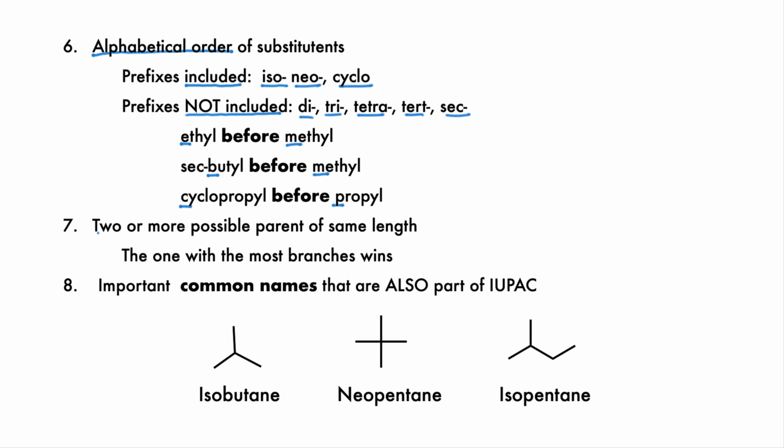Sometimes you can have several competing parents of the same length. In that case, the rule is to choose the parent which gives you the most branches. The more branches you have, the simpler the branches will probably be to name. Finally, there are 3 important common names that are allowed by IUPAC and used almost exclusively: isobutane, neopentane, and isopentane.